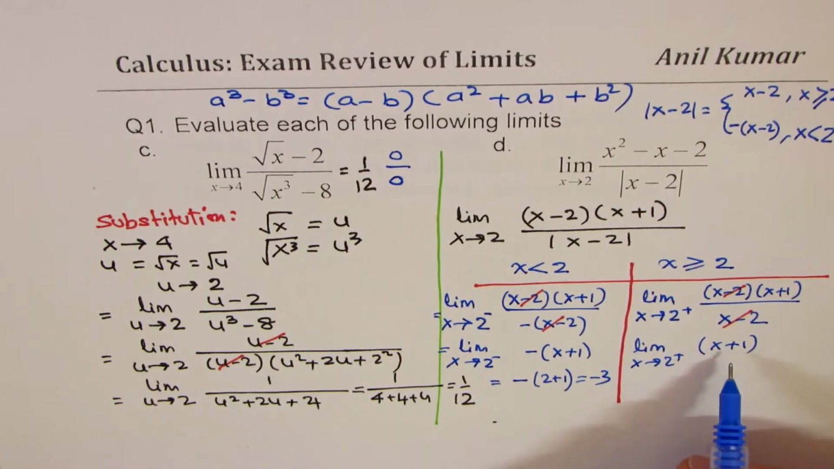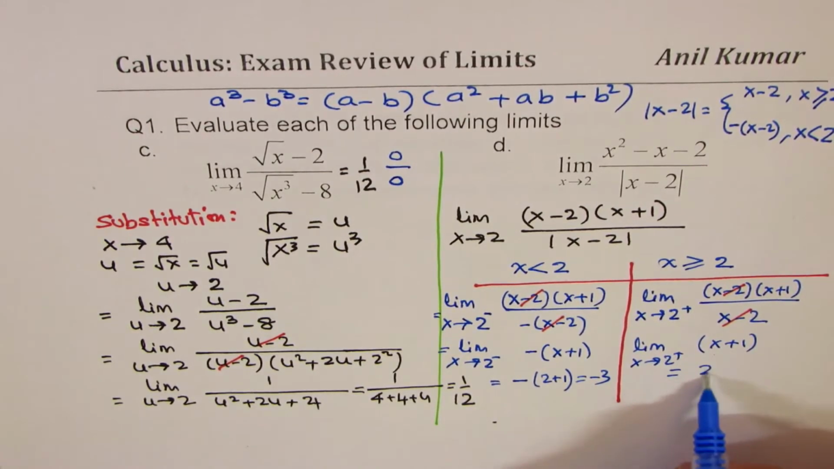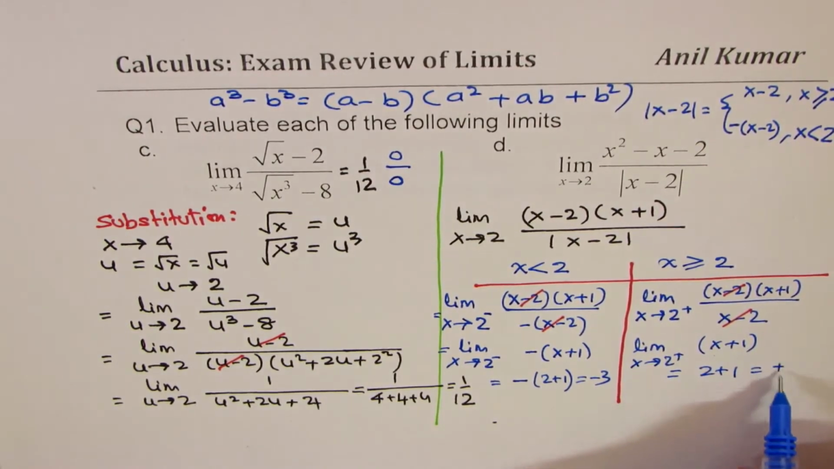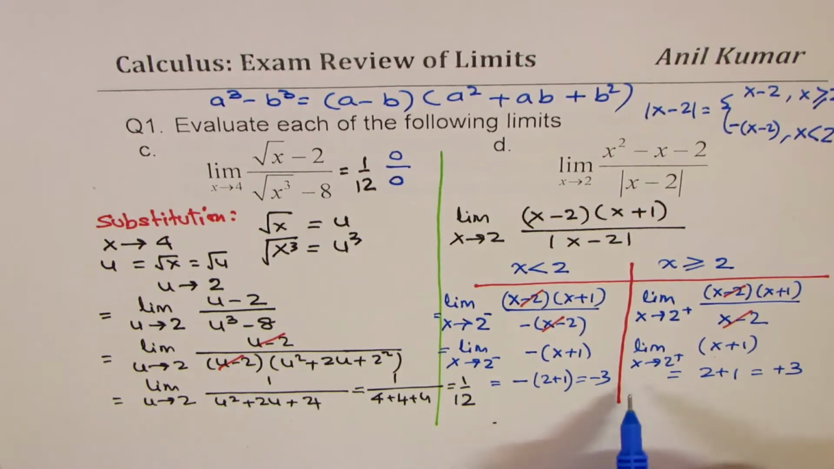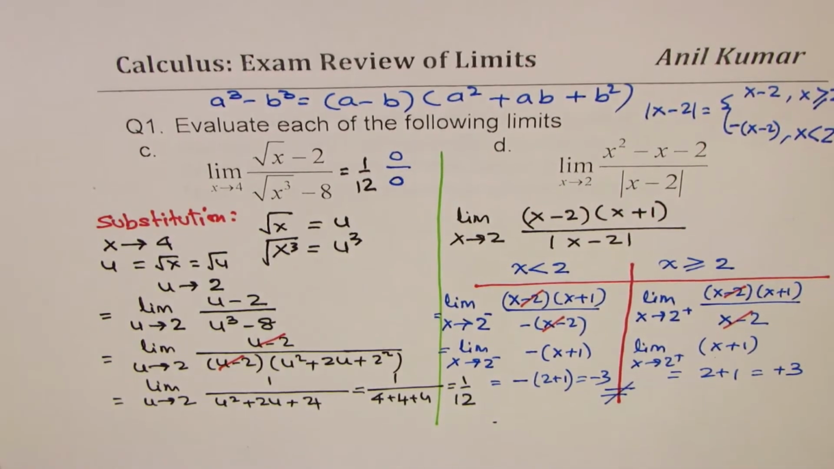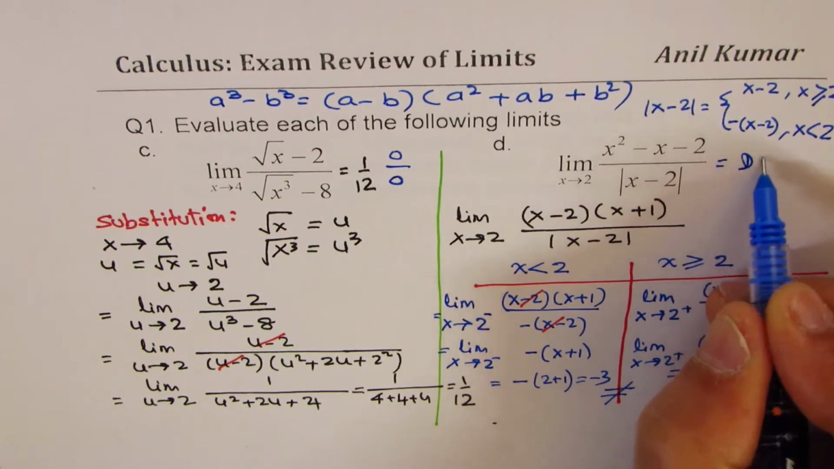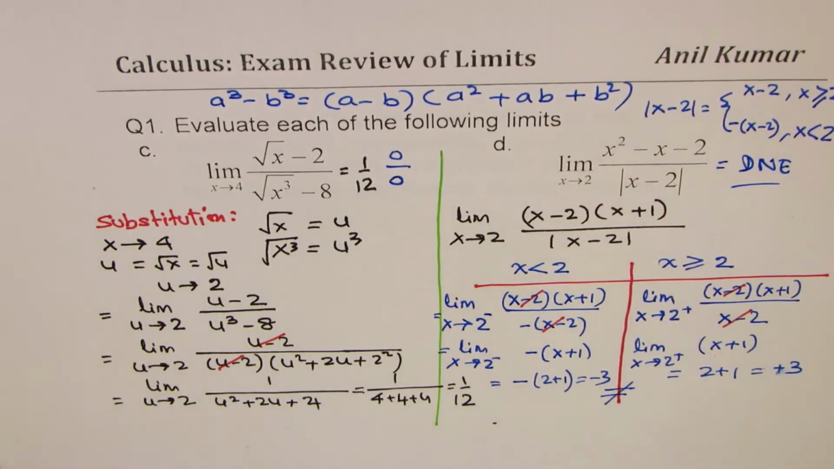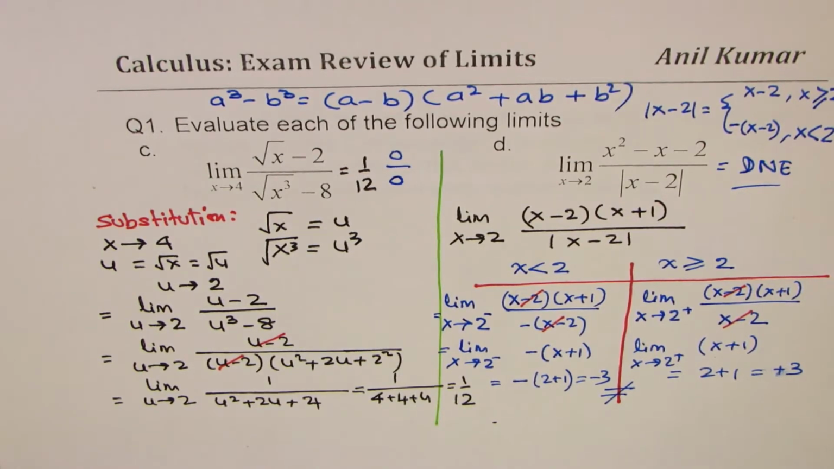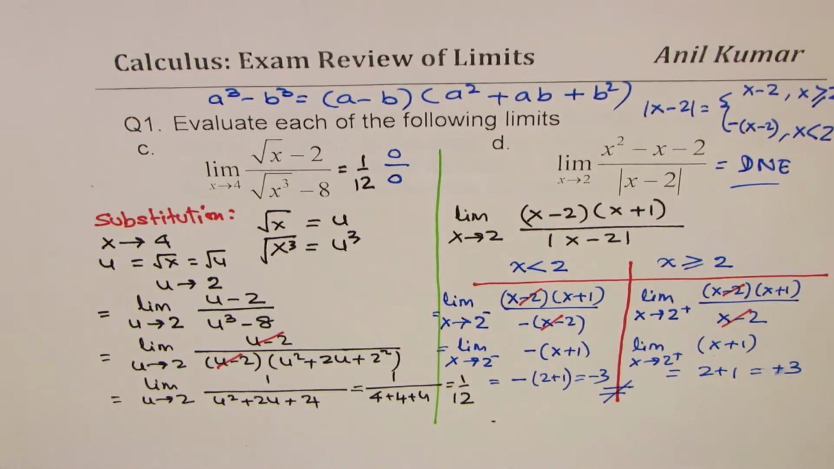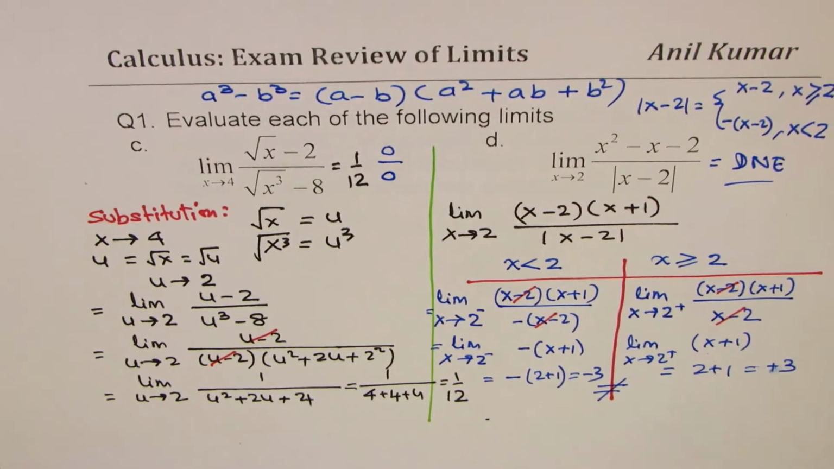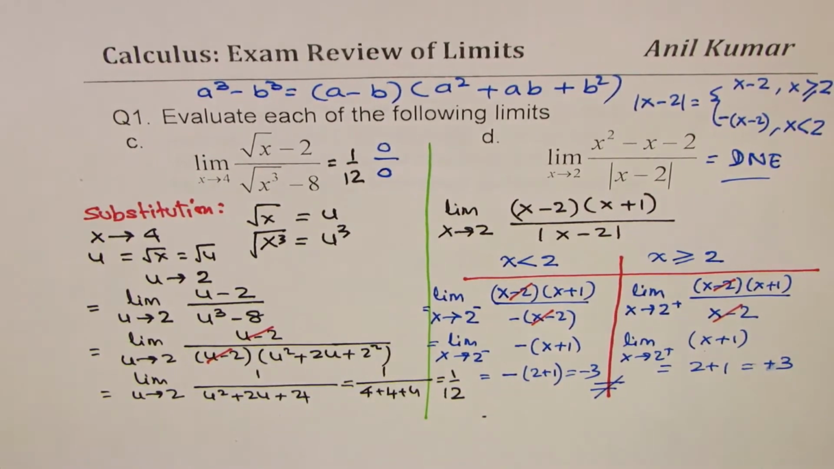And if I substitute 2 here, what do I get? I get 2 plus 1, which is positive 3. Now these two limits are not equal. Therefore, this limit does not exist. So I hope that is clear, right? So I'd like you to take a break, try to understand what we have done here, and then we'll move on to question number 2 onwards.